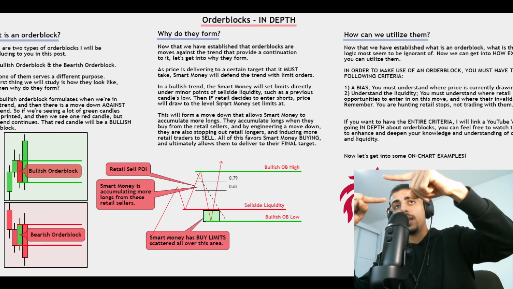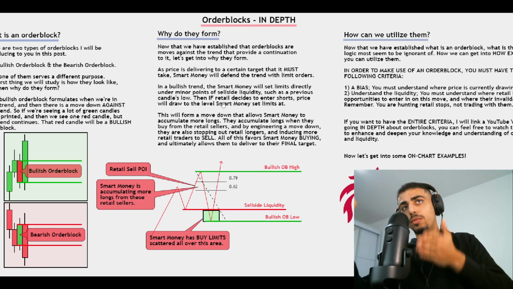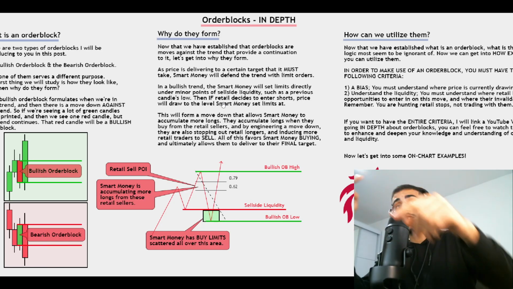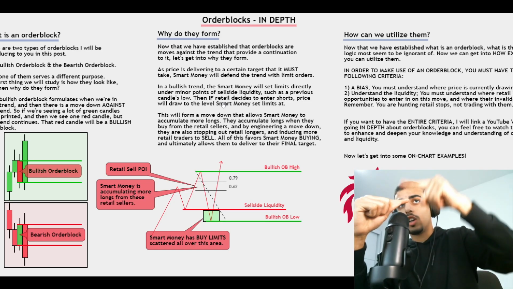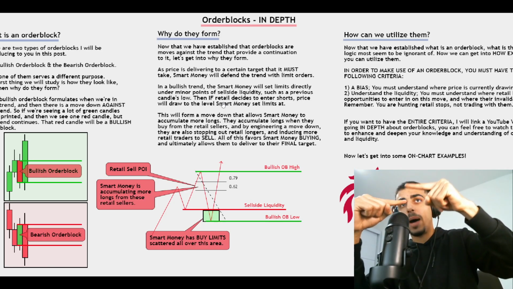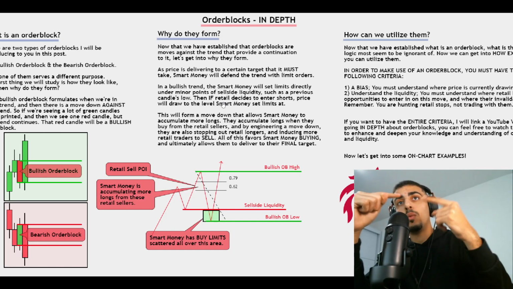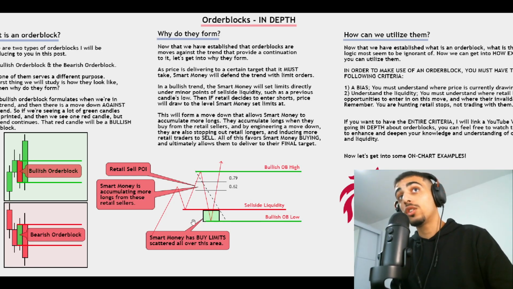Retail selling is one of the only times where retail actually gets to move price, when retail sells within an uptrend and smart money intends for price to draw to this level. Then price will come down to the smart money buy limit orders, and it will fill them because retail is selling. It will also trigger sell-side liquidity.